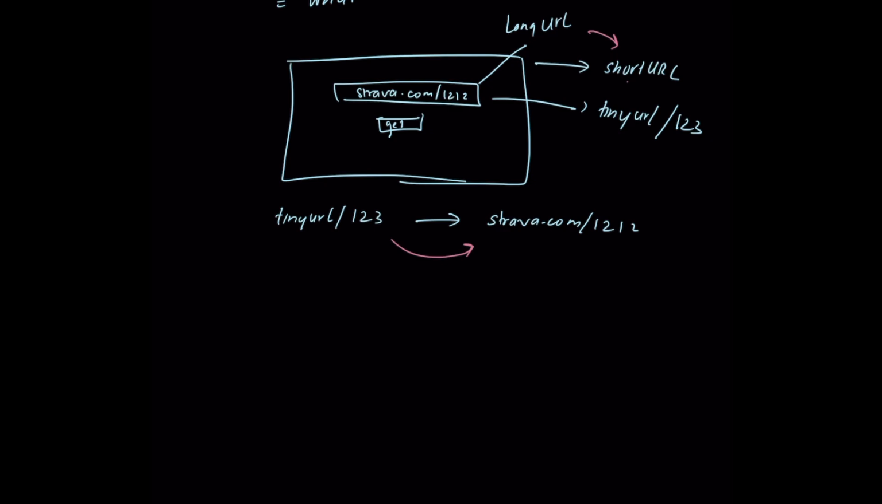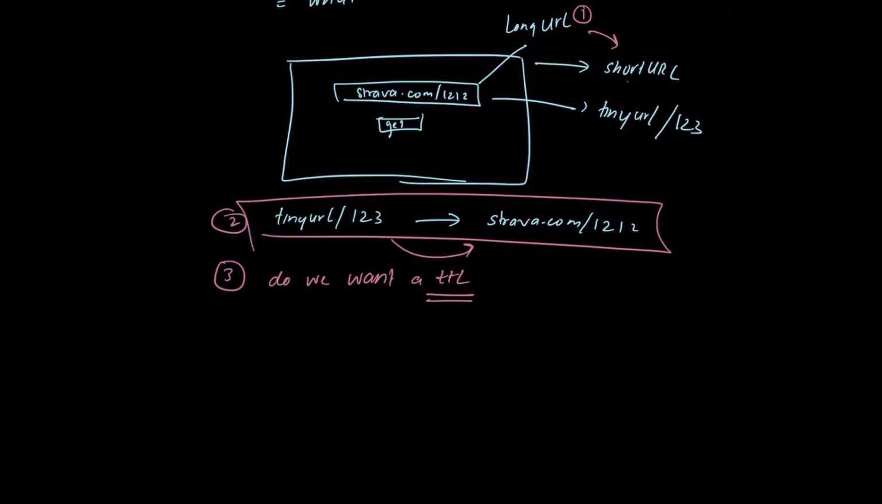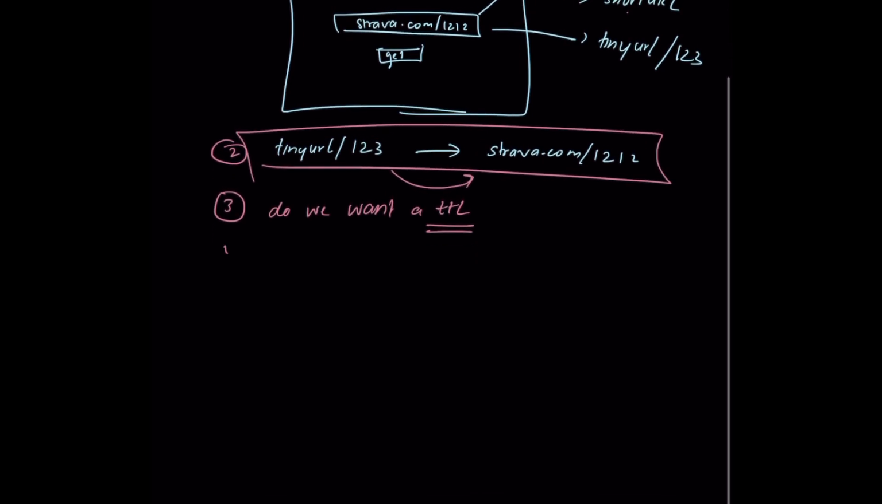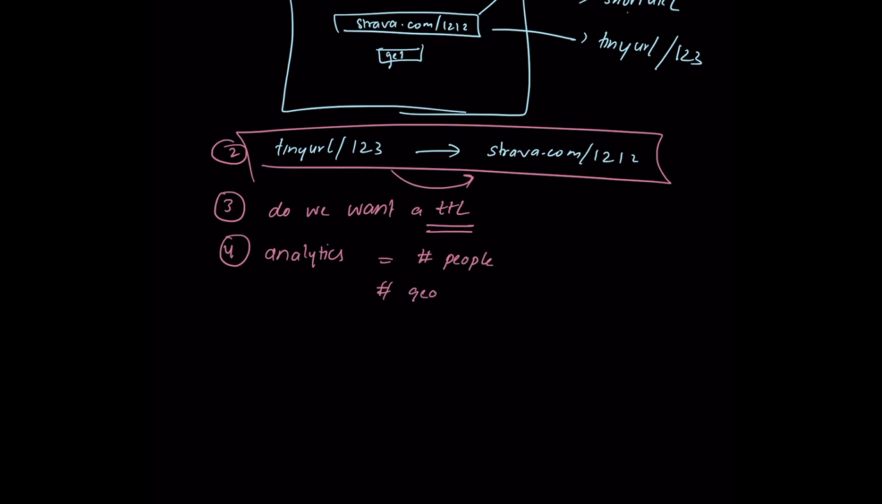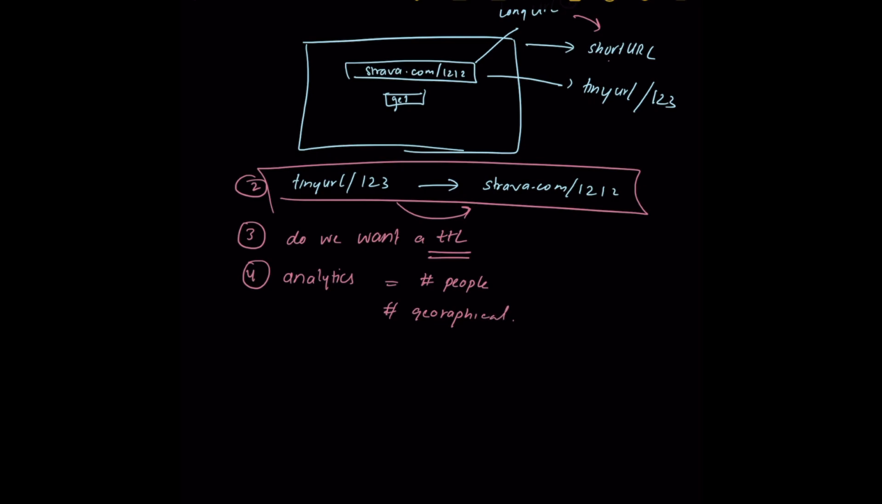So we thought about this as the first case. The second and third questions could be, do we want this short URL for some time? So do we want a time to live for the URL that we just created? Do we want to monitor analytics on this, like the number of people interacting with it? Do we want to keep the geographical location of where the user is when they interact with this API or ask for this particular thing?